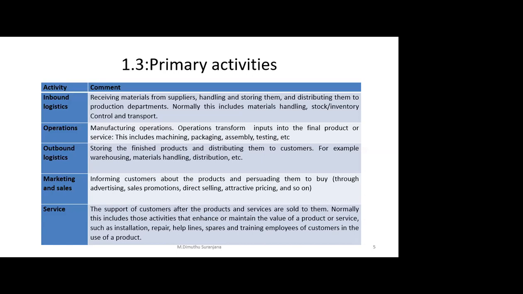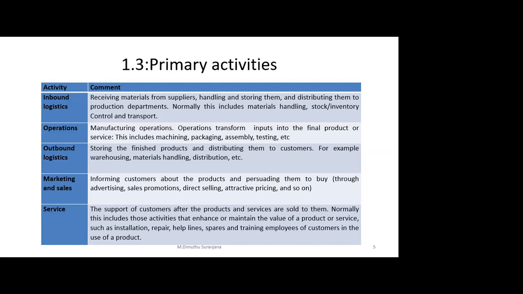Then maybe training, another example. You have to train the staff after you have purchased the products. Maybe customer care, another example. Whenever a customer is having questions, there should be a customer call center. For example, when you have a problem in your mobile connection, what do you do? You call the call center and get the solutions. That comes under the service activity according to this Porter's value chain model.